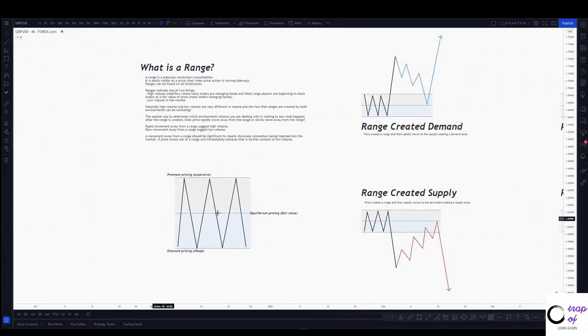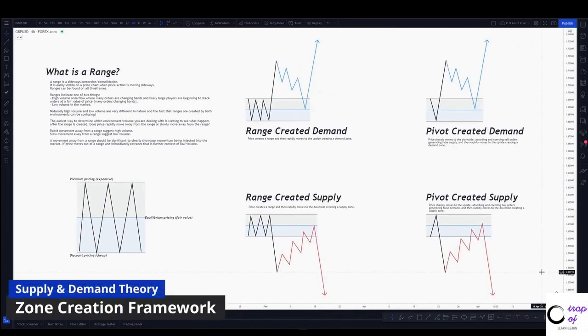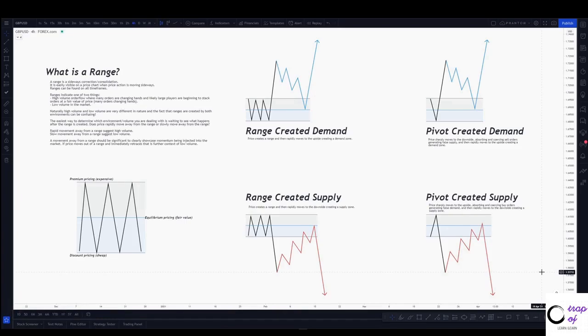So let's take a look at the actual ways of identifying supply and demand on a price chart. Here we have two specific ways of creating a supply and demand zone. We have range created supply and demand, and we have pivot created supply and demand. The first thing to really understand is what a range is on a price chart. A range on a price chart is simply a sideways correction or consolidation where you see price moving basically to the right side of the chart. It's not really moving in any direction, up or down. It's moving sideways.